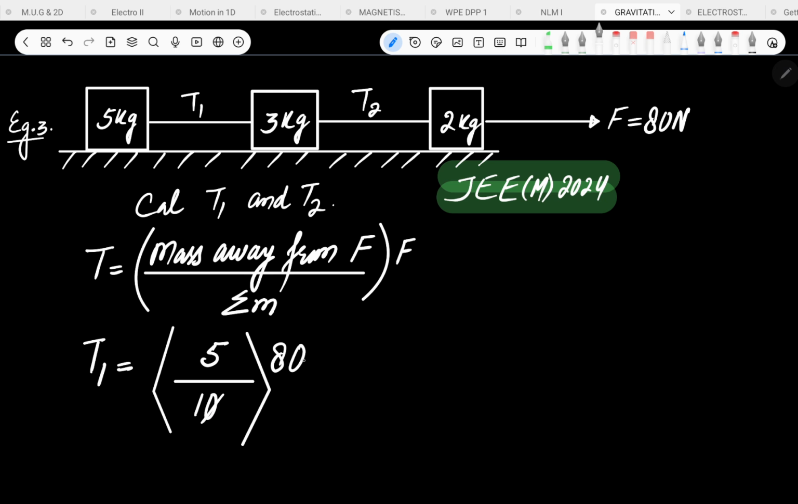Okay, this 0 is going to cancel. 5 into 8 is 40 Newton. So the answer comes out to be 40 Newton. So this is the answer to this question, and we have calculated T1.